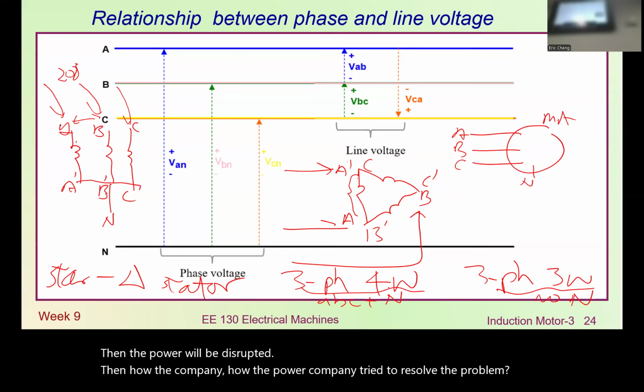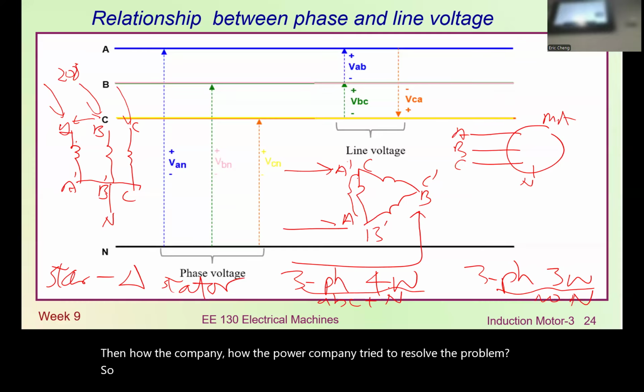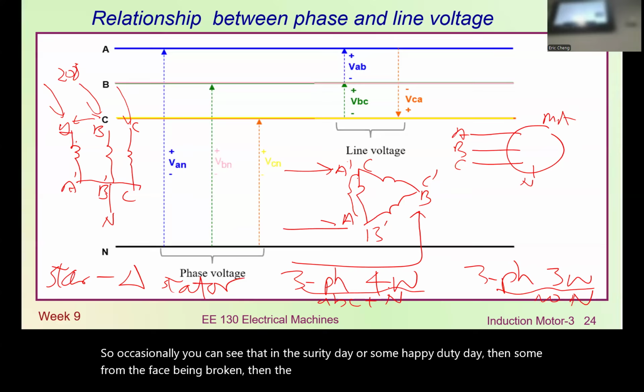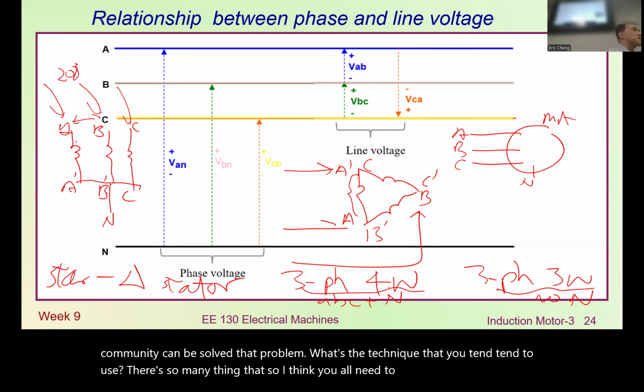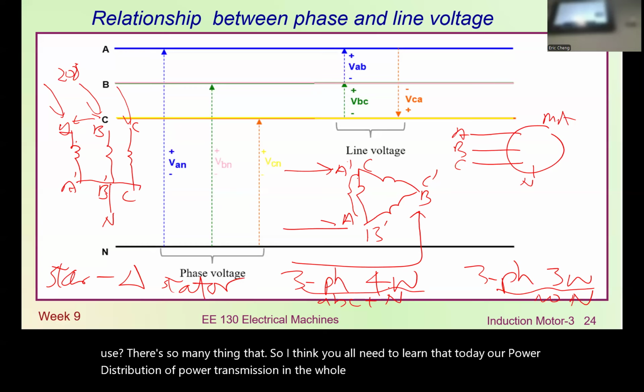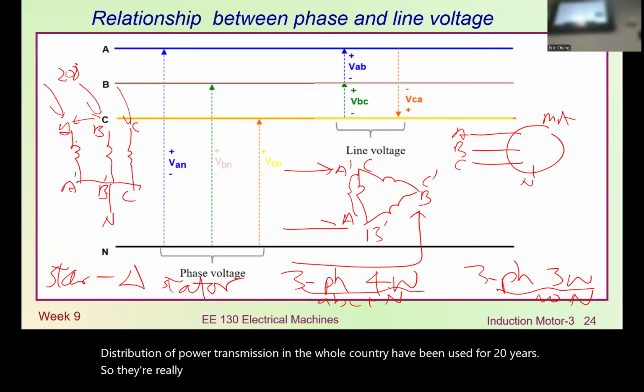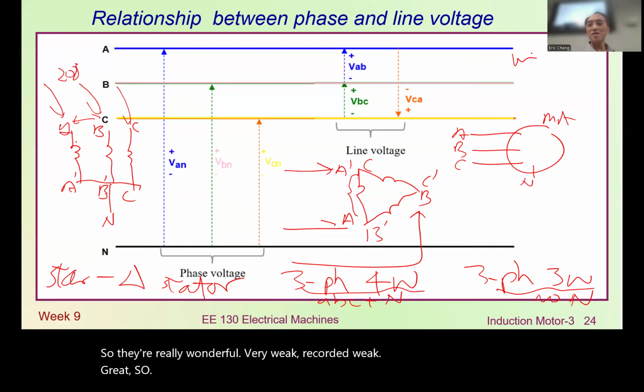Occasionally you can see that on a stormy day or some heavy duty day, one of the phases gets broken, then the power will be shut down. Then how can the power company resolve that problem, and what techniques do they tend to use? There are so many things there, so I think you all need to learn that. Today, our power distribution and power transmission in the whole country have been used for 200 years. So they are really vulnerable, very weak. We call them a weak grid.